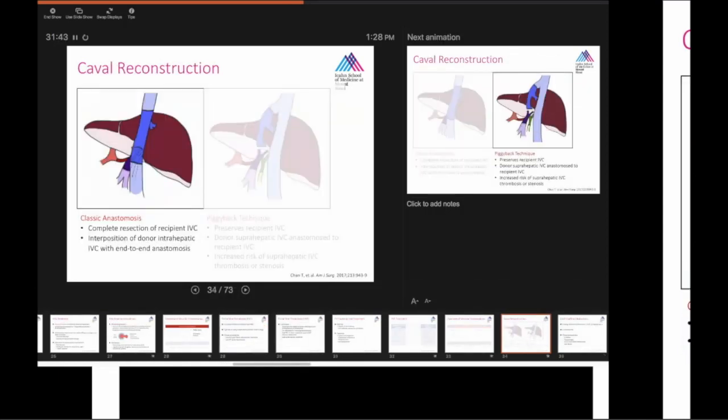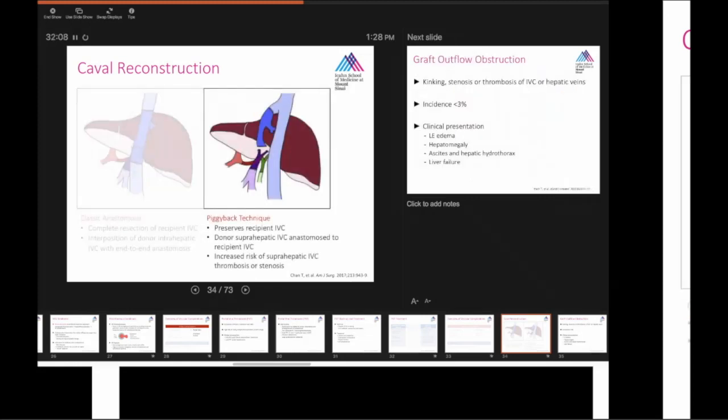It's good to know how surgeons reconstruct the cava. In the classic anastomosis, when they remove the recipient liver, they remove the vena cava as well. And so when they put in the new donor liver, they anastomose the donor vena cava to the recipient vena cava. In the piggyback technique, the whole recipient IVC is intact, and what they do is they attach the donor IVC into the hepatic vein confluence over here.